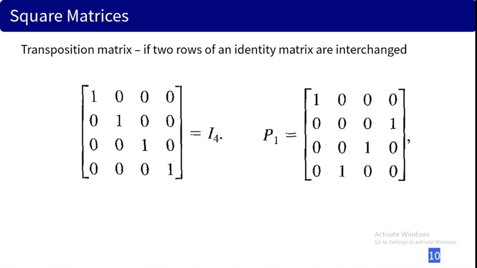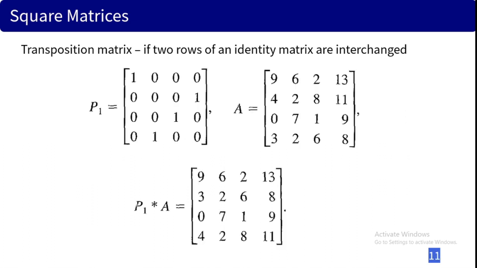Now let us multiply the transposition matrix P sub 1 with the matrix A. Let's consider a matrix A with these elements, and we'll multiply it with the transposition matrix P sub 1. If you look at the product matrix, the product is A, but with the same two rows interchanged. So the product of P sub 1 times A is equal to the matrix A, only that the second and fourth rows are interchanged. You can see here that rows 2 and 4 are interchanged.